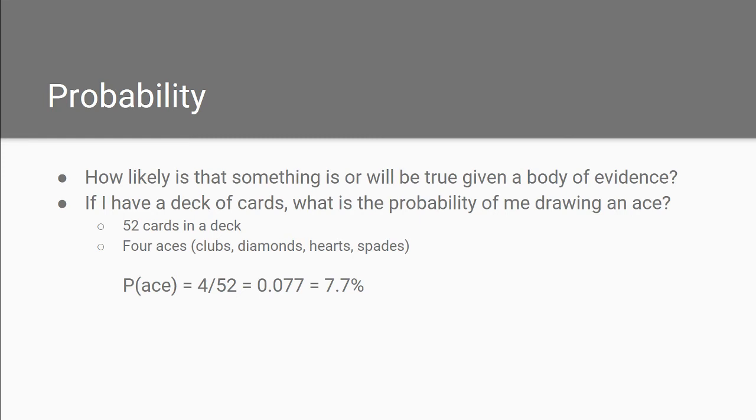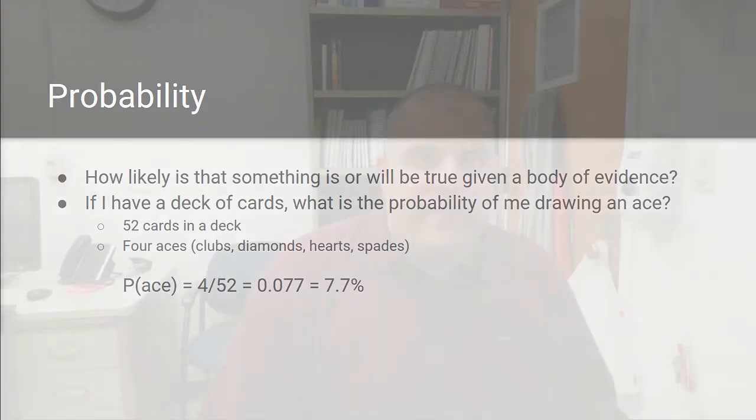Let's switch gears and talk about probability. So probability looks at how likely that something is or will be true given a body of evidence. And we have a couple of different examples we can use. And let's consider this scenario. Let's say that I have a deck of cards, right? Standard 52 card deck. I want to know what the probability is of me drawing an ace.